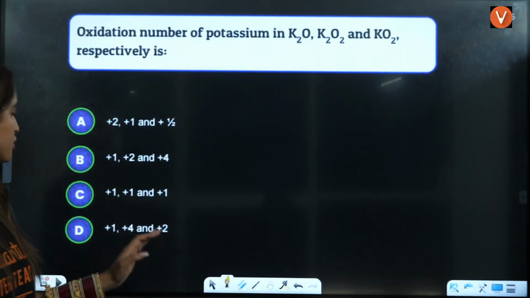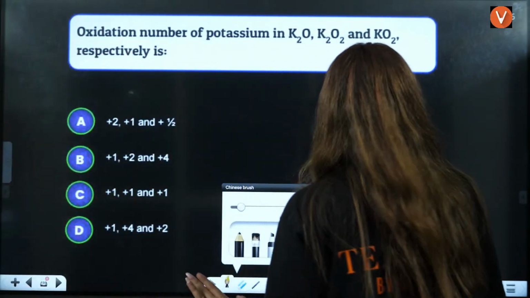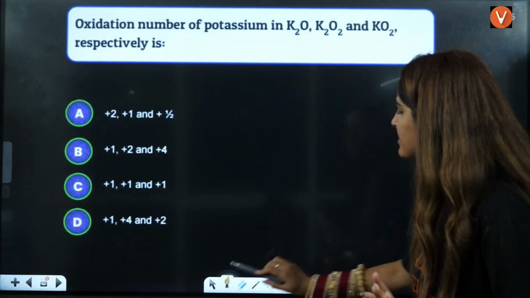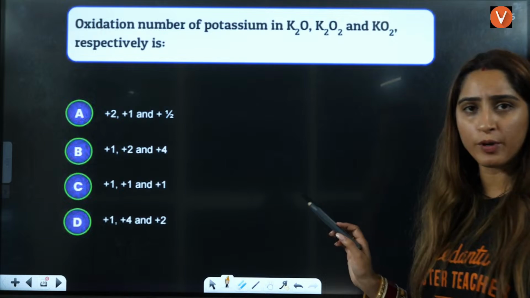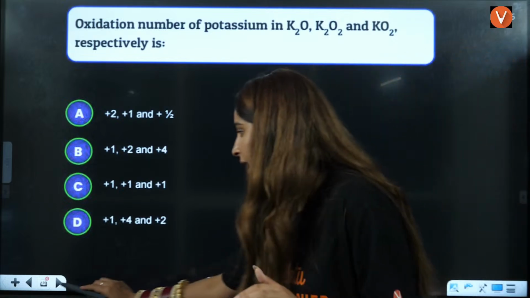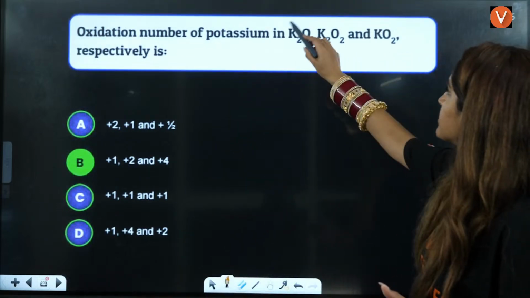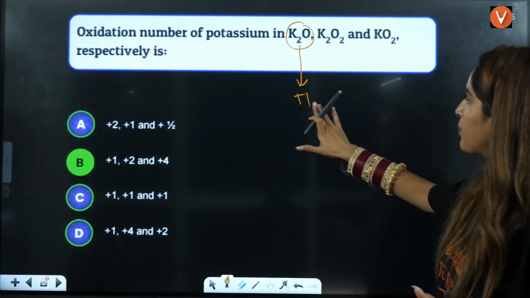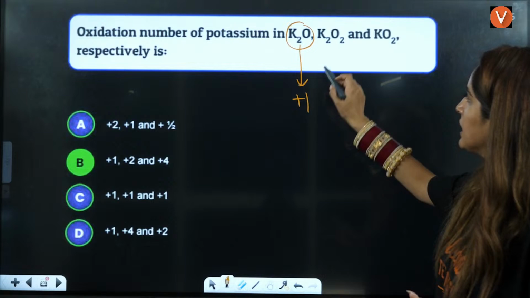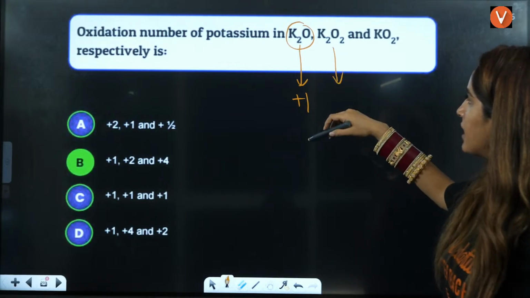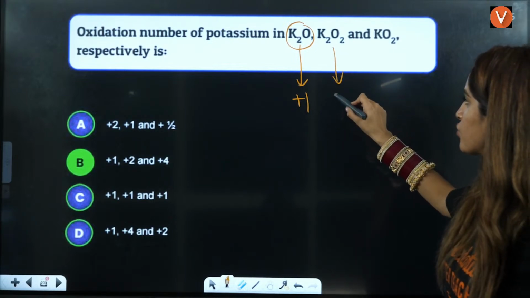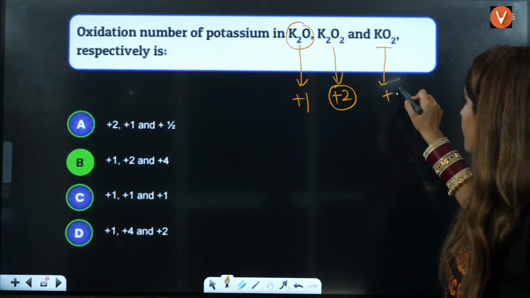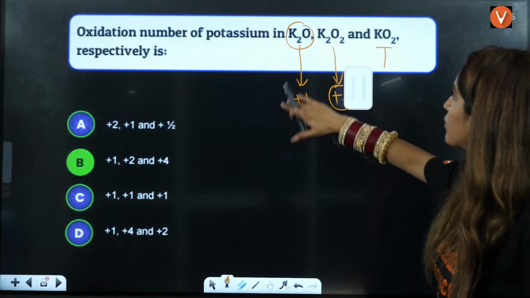Next is oxidation number of potassium in the following. Look, very simple. Peroxide, superoxide, and simple oxide. Okay, that is the answer. So if you see potassium now, this is peroxide. Okay, this is +2. Okay, and this is +4. Okay, so you can easily calculate this as well.